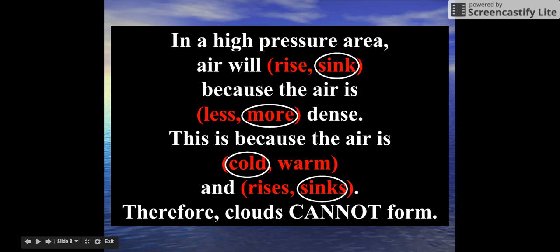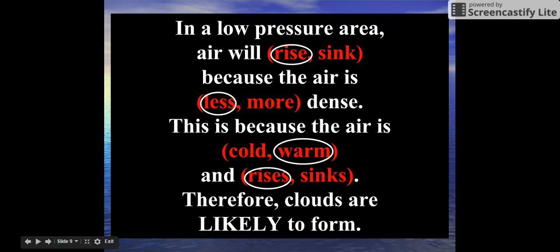Here's just a quick, this was animated, but you can just see right here that I filled this in for you. In a high pressure area, air will always sink because the air is more dense. This is because cold air always sinks. Therefore, clouds cannot form. High pressure means a clear blue sky, no clouds. High pressure means there's not room for those water molecules to fit within the air. So, high pressure means a clear blue sky. Clouds cannot form because the molecules are closer together.